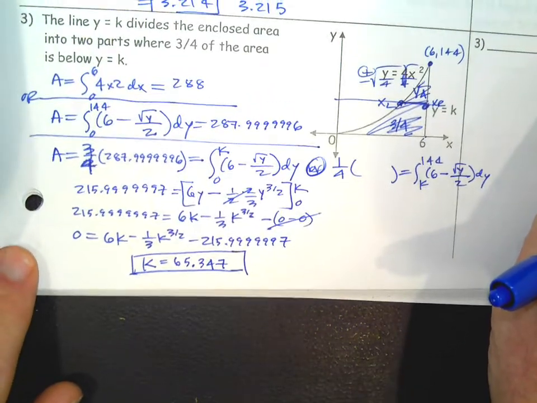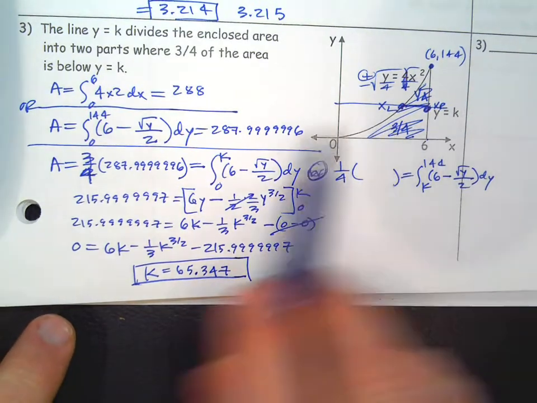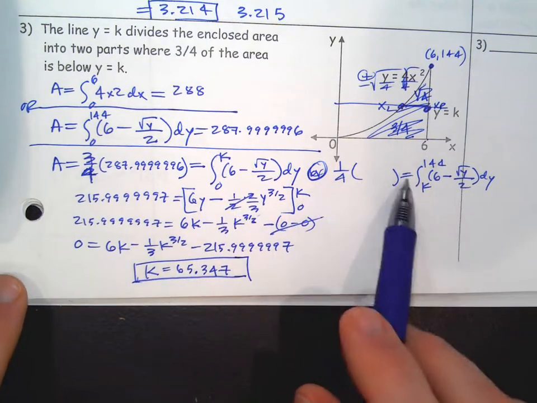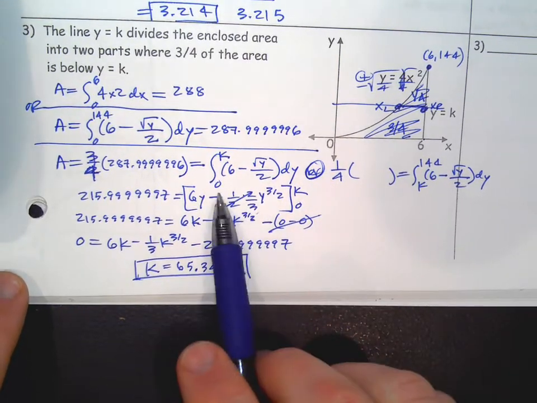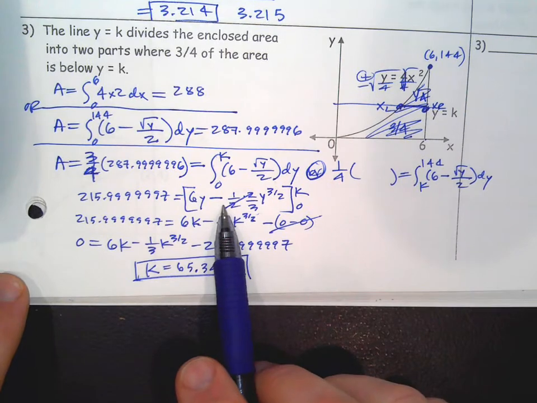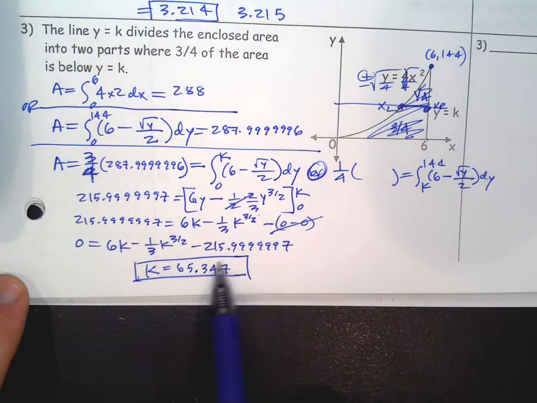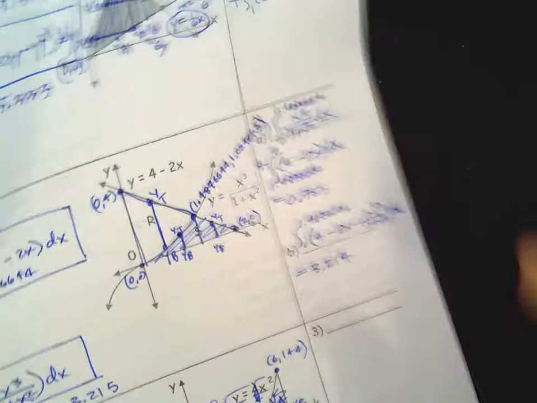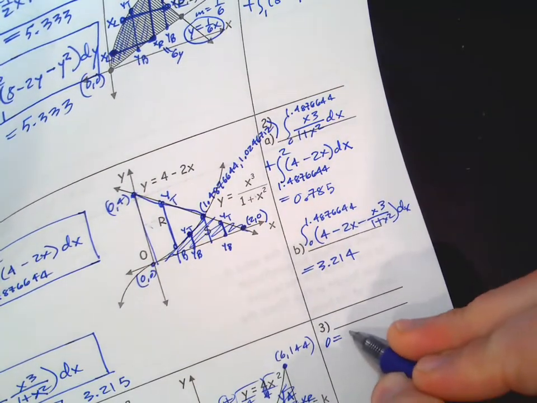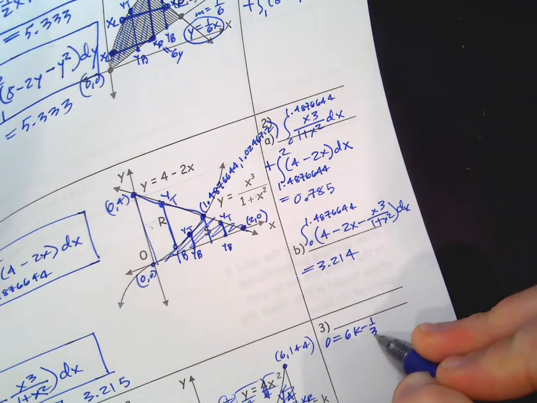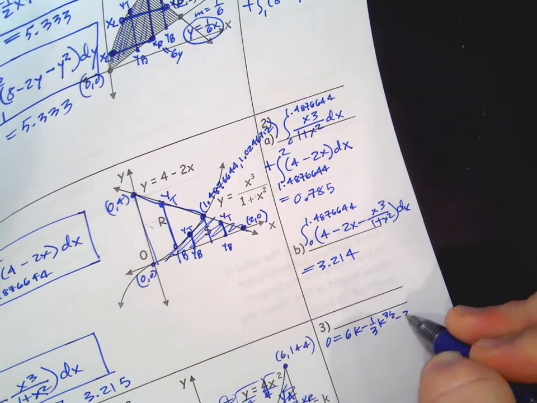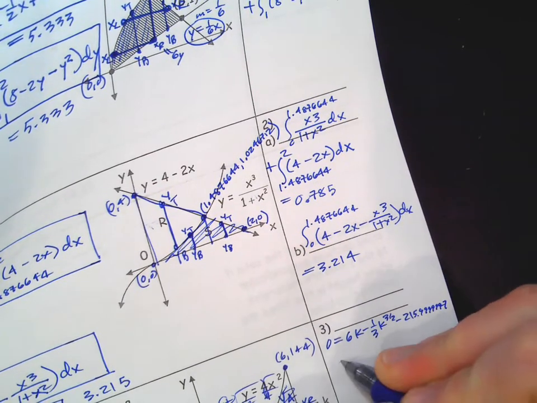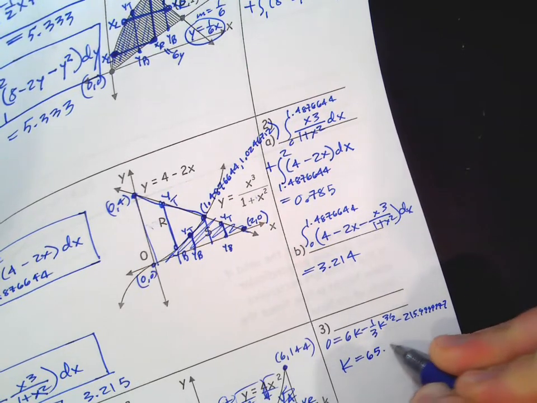So some different things involved in this. You got to be able to find the area. You got to be able to set up an integral with a variable in the limit that you're going to solve for. This is probably one of the only problems you actually have to integrate by hand and get the antiderivative. Okay, and then use your calculator to solve equations. So, you know, it's the setup of this. I think we'd write 0 equals 6k minus 1/3 k to 3/2 minus 215.9999997, and then the answer was 65.347.